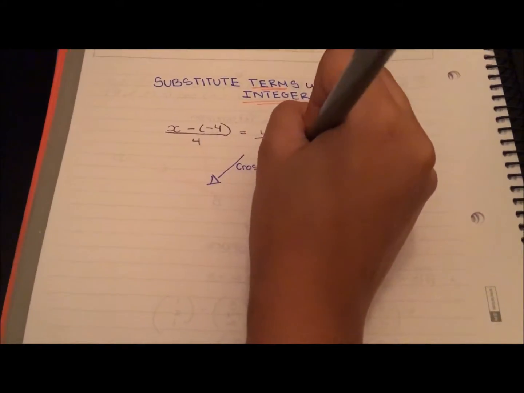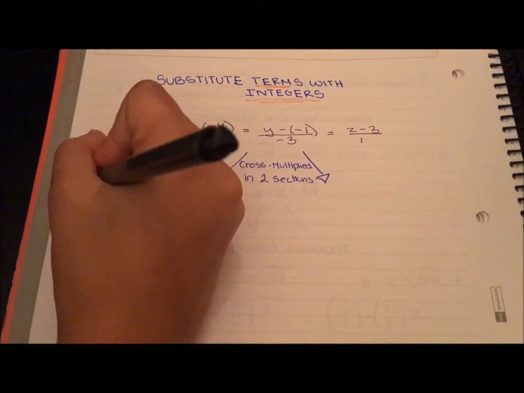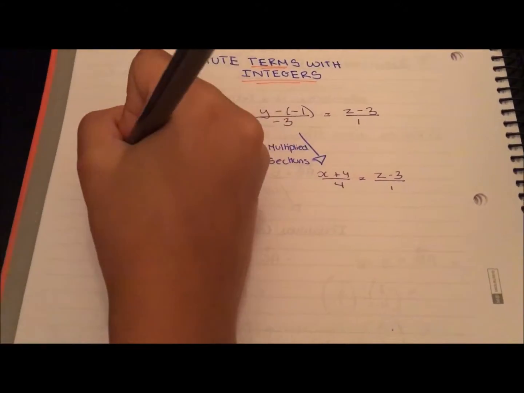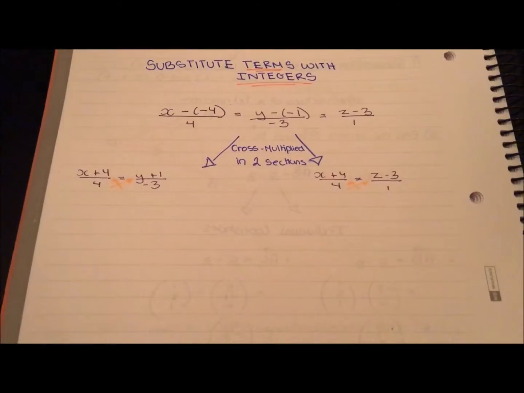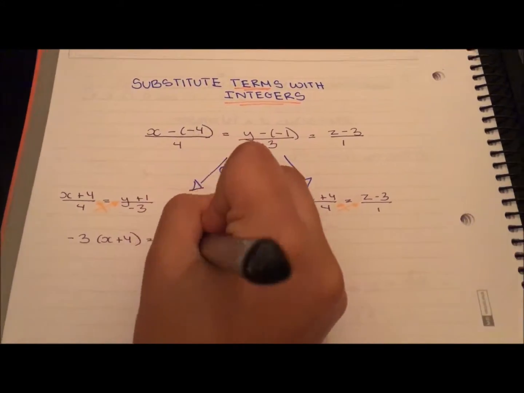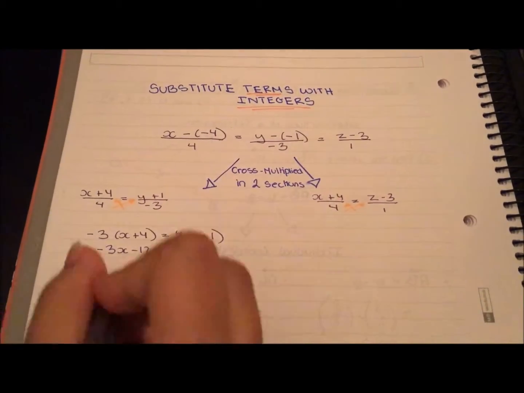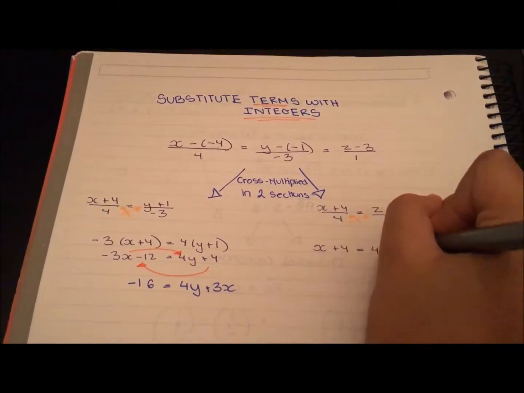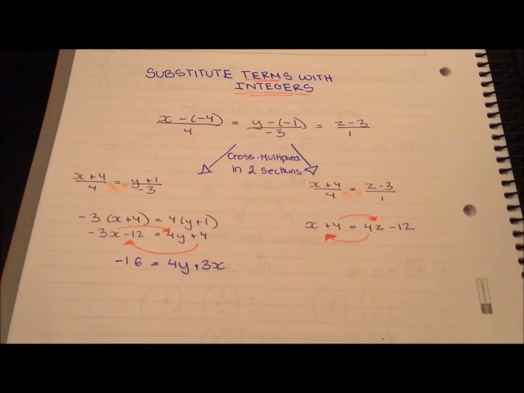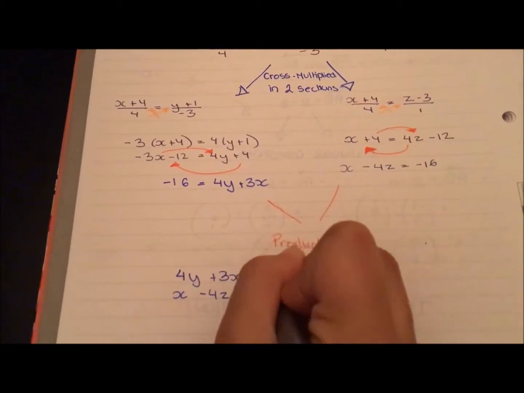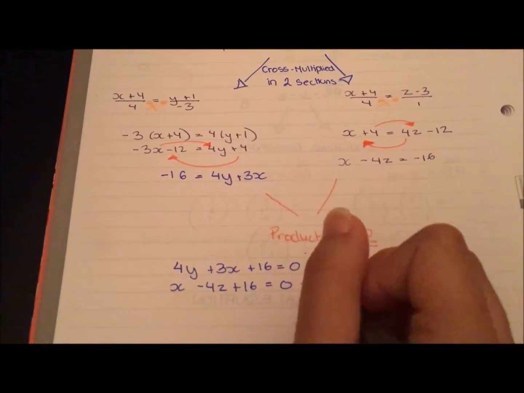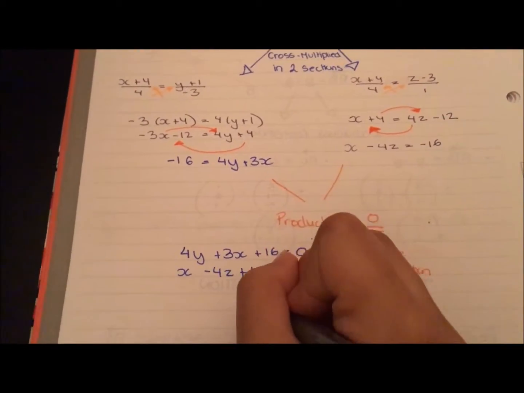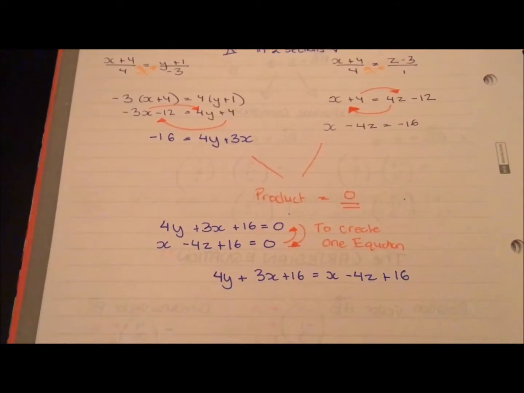This could then be cross-multiplied as required into two sections, where (x plus 4) divided by 4 could be multiplied by (y plus 1) divided by negative 3, as well as (z minus 3) divided by 1. These two calculations result in two forms of equations, which could be seen as 4y plus 3x equals minus 16, as well as x minus 4z equals minus 16. We're able to set these equations to a product of 0 as a method to combine these two individual rules. Next, we can situate integers and terms to diverse sides per the given representation.